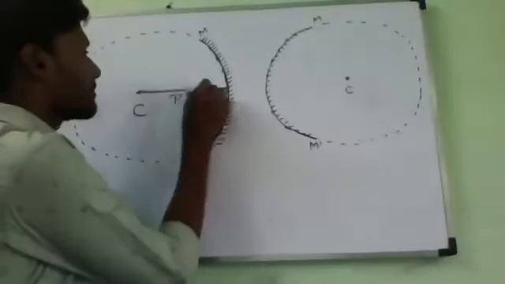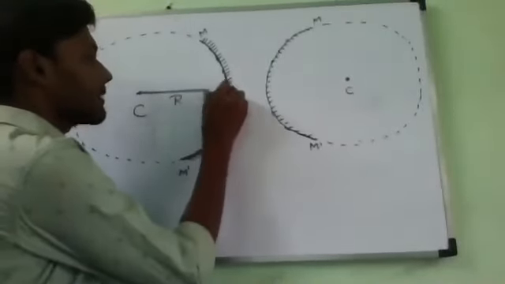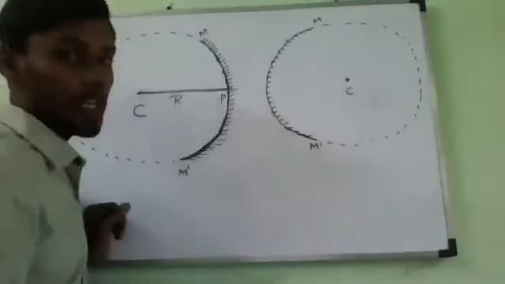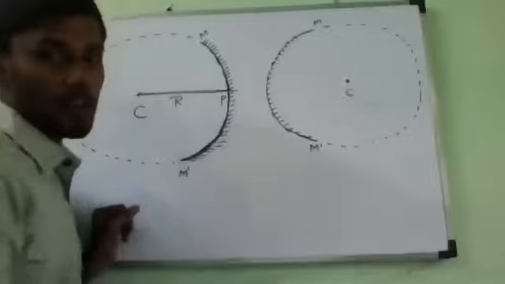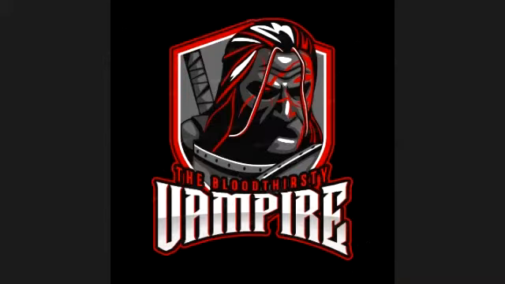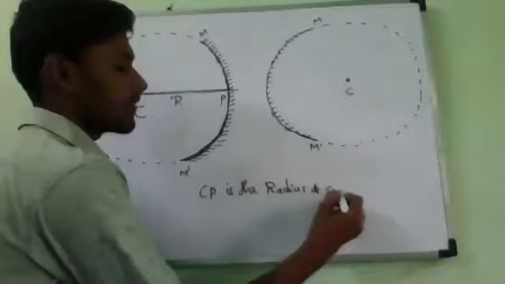Now let me imagine, if I extend the line from C to this mirror, then it is going to strike the mirror at a particular point. Let me imagine that point is P. So what is the radius of curvature here? CP is the radius of curvature.